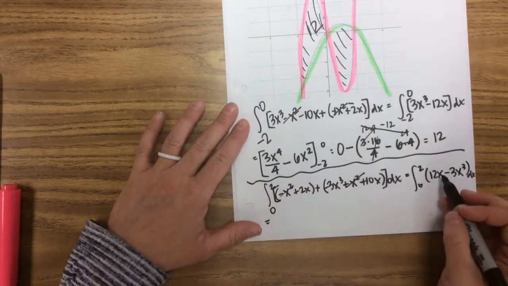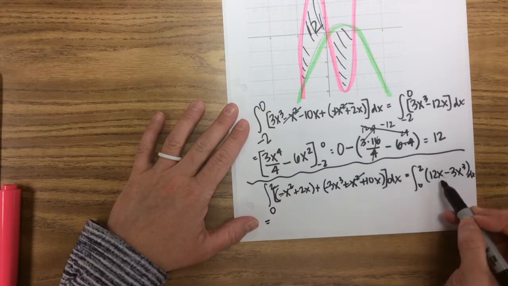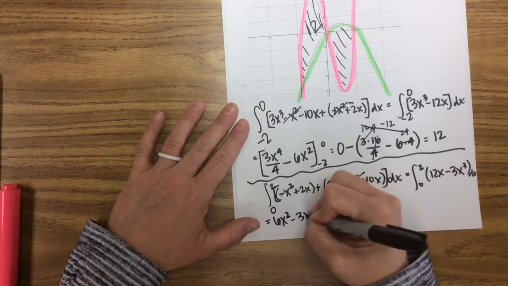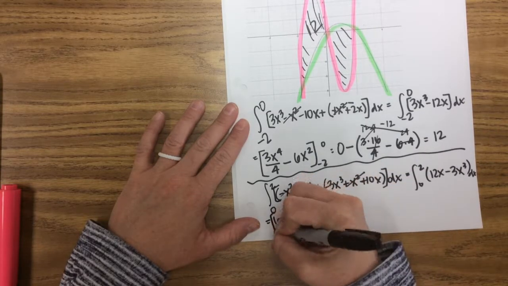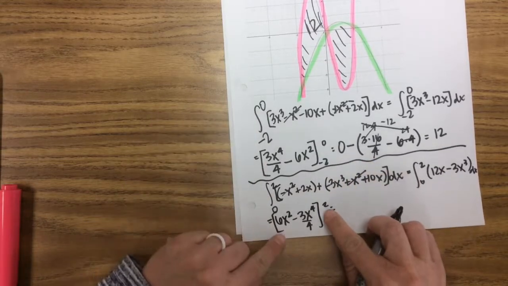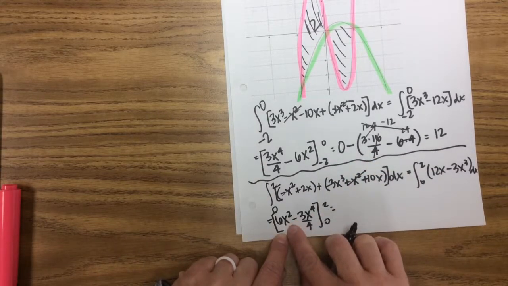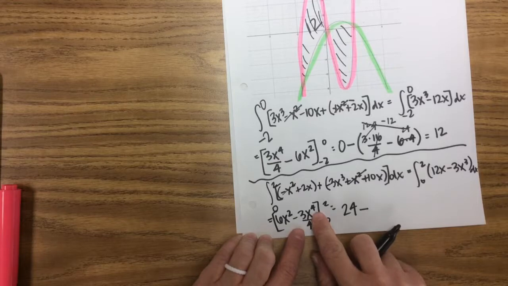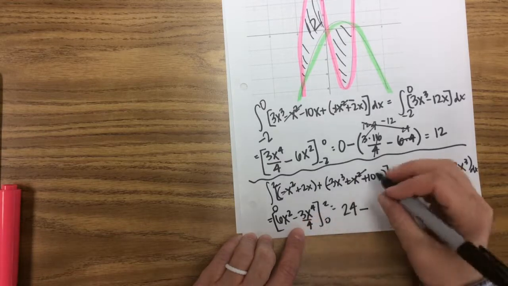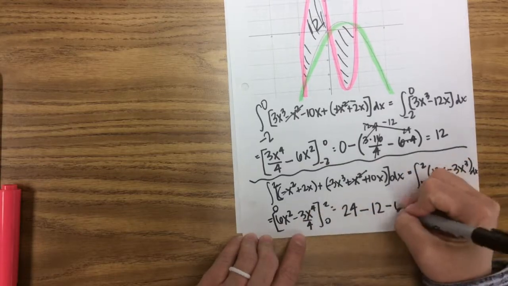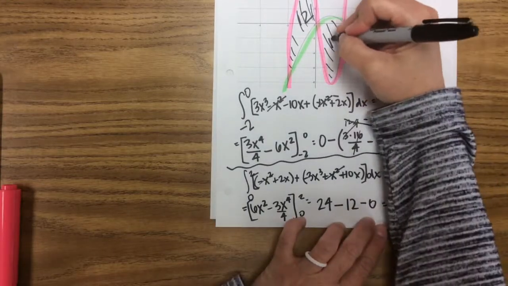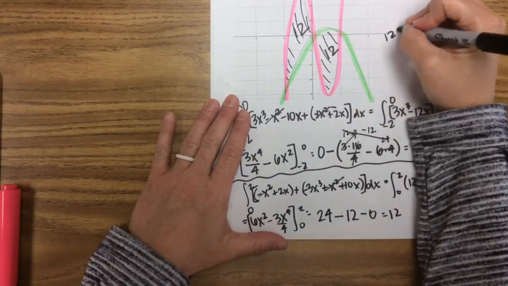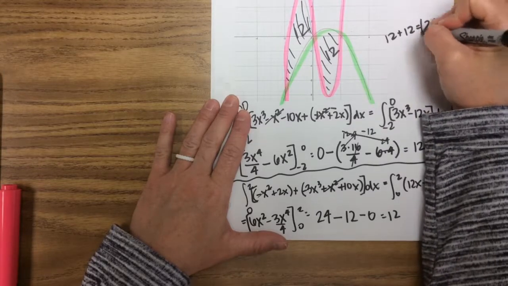So my antiderivative would be 12x squared over 2, which is 6x squared, and then minus 3x to the 4th over 4. And I have to plug in 2. So 2 squared is 4. 4 times 6 is 24. And then 2 to the 4th is 16. 16 divided by 4 is 4. 4 times 3 is 12. If I plug in 0, I would get 0. So this ends up being the same. So I would say my total area would be 12 plus 12, which is 24.